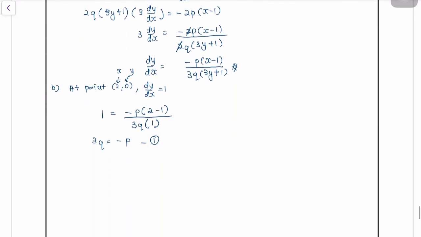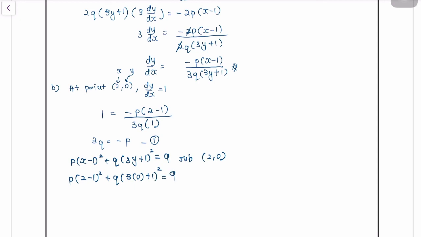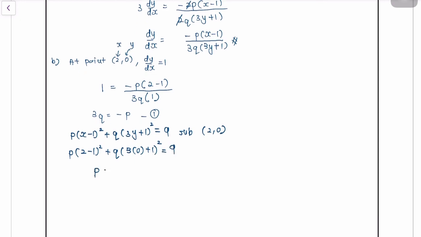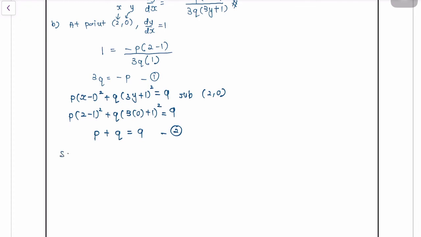So, we have, this is equation asal, p(x minus 1) square plus q(3y plus 1) square equals to 9. So, ini pun substitute x equals to 2, y equals to 0 juga. So, masuk je lah. p(2 minus 1) square plus q(3 times 0 plus 1) square equals to 9. So, kita akan dapat p plus q equals to 9. So, this is second equation. So solving equation 1 and 2 simultaneously.